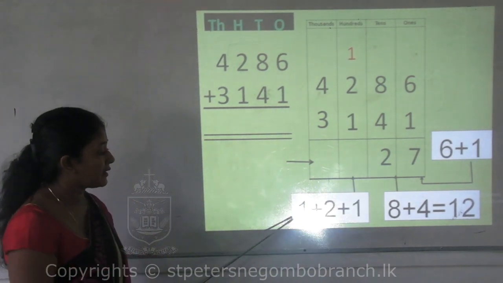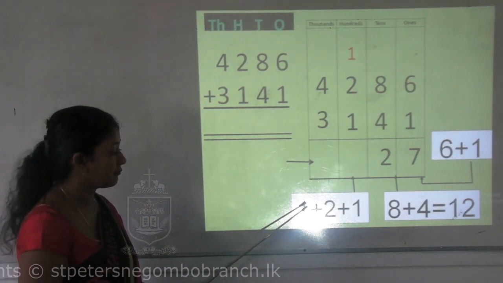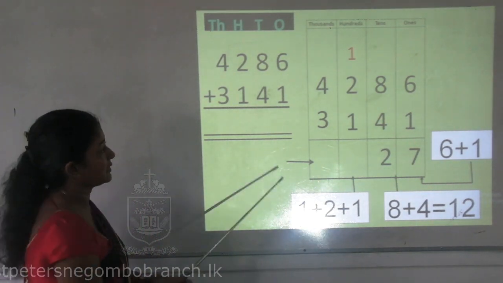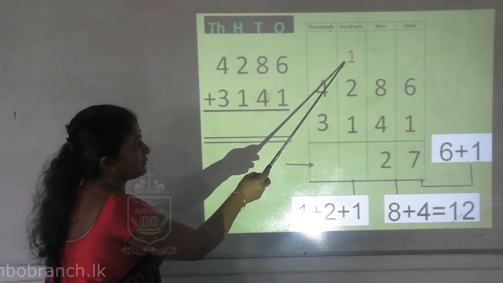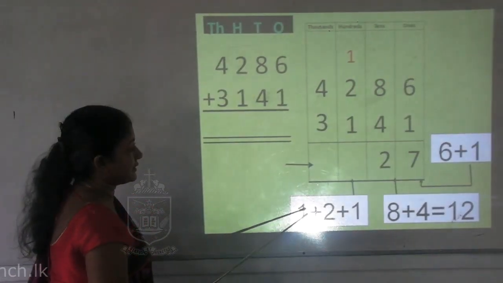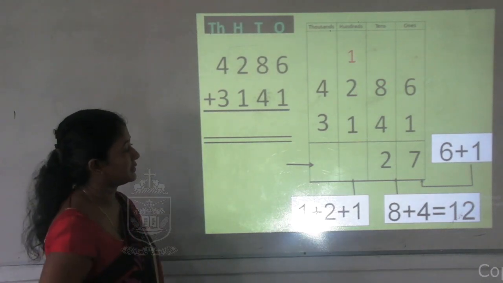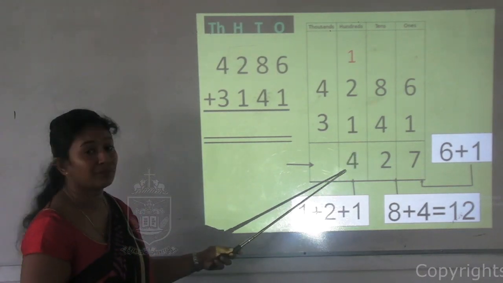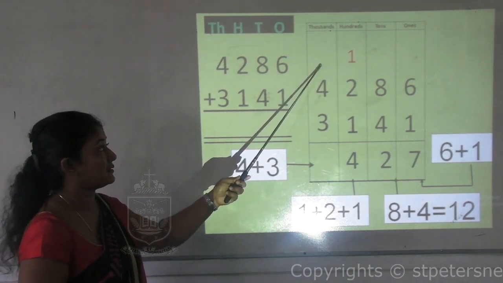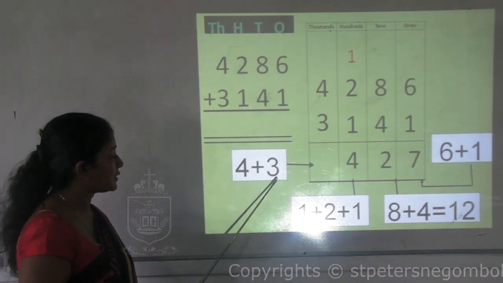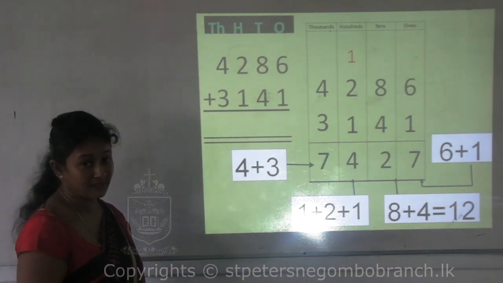Now, there are three digits to add. Let's see that. Number 1, plus 2 and 1. Can you see these three digits? Yes, we have to add these three digits. Don't forget about it. Let's add 1 plus 2, 3. 3 plus 1, 4. The answer is 4. Let's go to the next place, that is the thousands place. What are the two numbers that you have to add? 4 plus 3. The answer is 7.